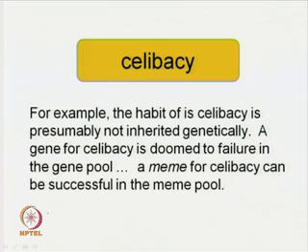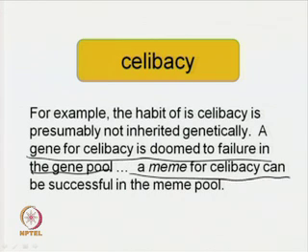In suicide, you are negating one of the pillars of Darwinian evolution, which is survival. In celibacy, you are negating another pillar of Darwinian evolution, that is reproduction. So, let us see how he puts it. For example, the habit of celibacy is presumably not inherited genetically. A gene for celibacy, he puts it beautifully, is doomed to failure in the gene pool, whereas a meme for celibacy can be successful in the meme pool.